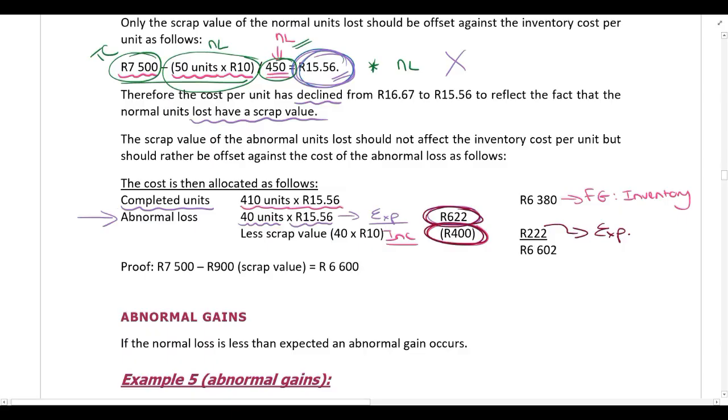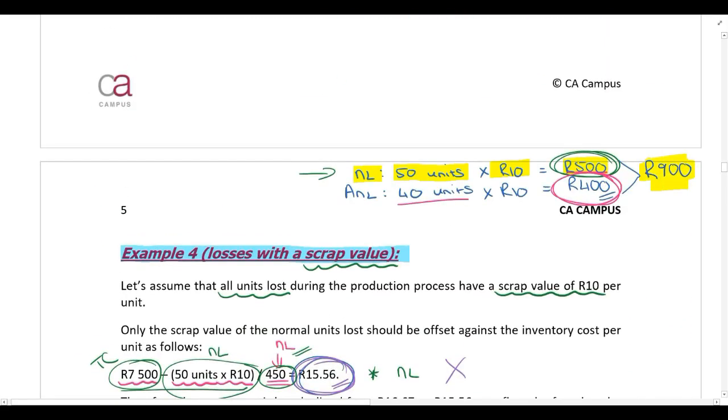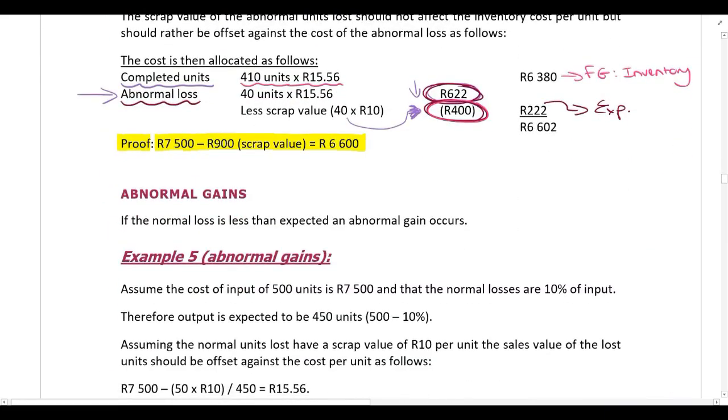So what do I do with the abnormal loss? When I'm calculating my abnormal loss, I take the number of units, I multiply it by the inventory cost per unit. And then, if those units can be sold for a scrap value, you need to take the income that you get from selling those units as scrap and reduce your abnormal loss by that income. Because look at the proof below. What was the total cost of the company? 7,500 Rand. However, they could make 900 Rand from the sale of these scrap units, which means the net effect is we are sitting with a cost of 6,600 Rand. And that ties in over there apart from a very small rounding difference.